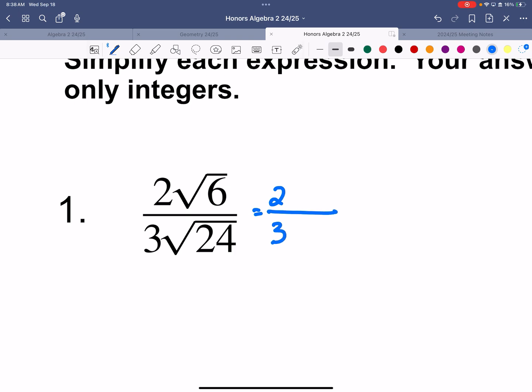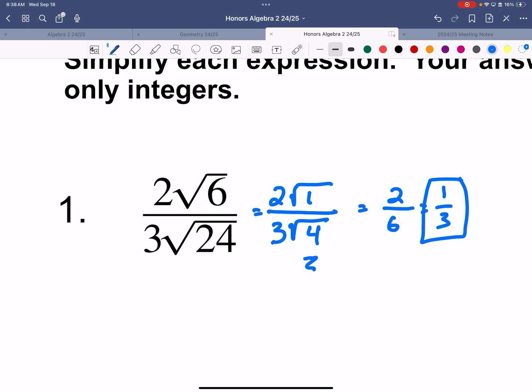There's a bigger one. 6. 6 goes into itself how many times? Once. And how many times does it go into 24? 4. Oh, well, now we've got perfect squares sitting there. So square root of 1 is 1, so that's just 2. Square root of 4 is 2. 2 times 3 is 6, so then we can reduce that again to 1/3.